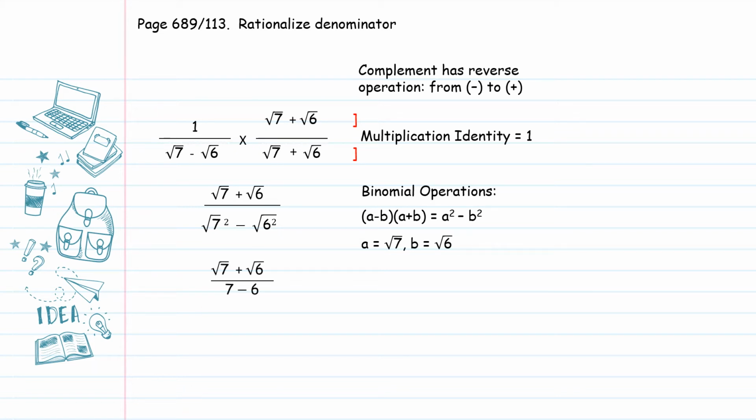That will give us, the numerator stays the same, the denominator now gets evaluated to be 7 minus 6, because squaring radical 7 gives you 7 by definition of square rooting and radical expressions, and the same for square root of 6. Finally, the denominator just evaluates to 1 because 7 minus 6 is equal to 1. And our solution simplified will just be radical 7 plus radical 6.